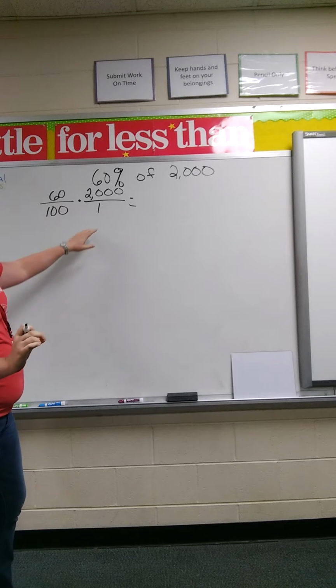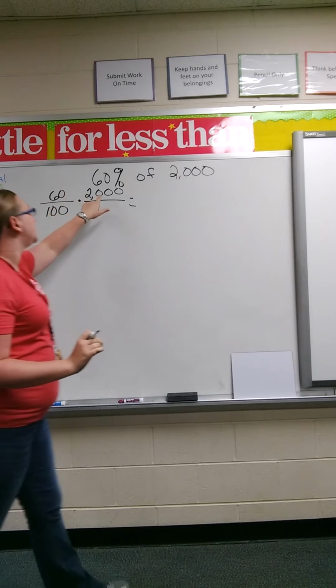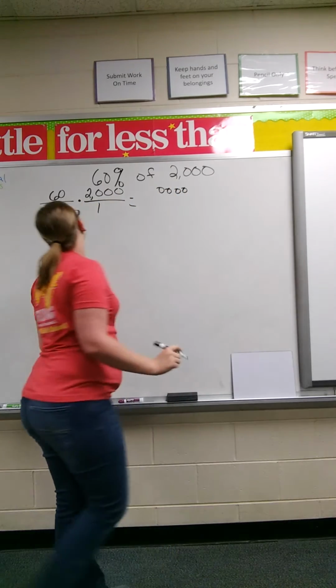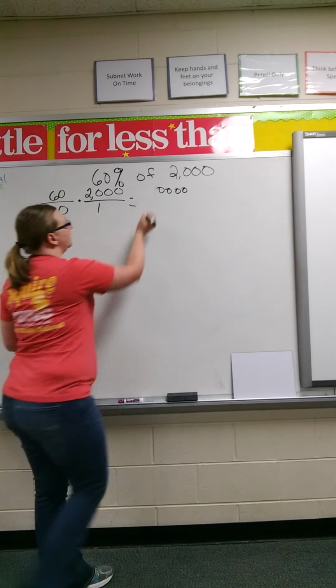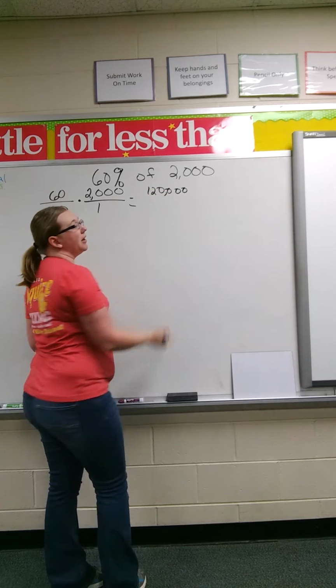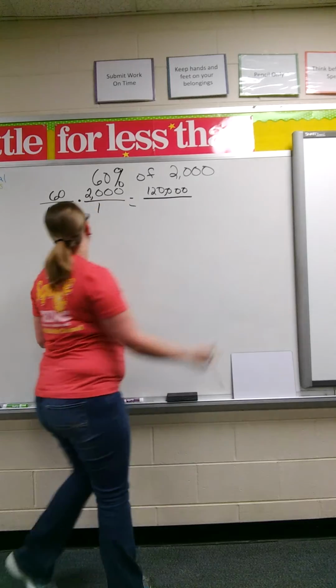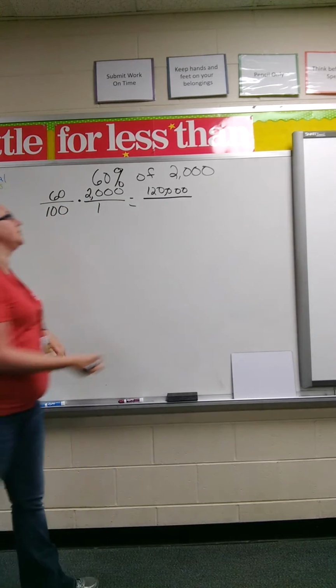When I do that, I add up my zeros. I have 1, 2, 3, 4 zeros. 1, 2, 3, 4. 6 times 2 is 12. 120,000 divided by 100 times 1 is 100.